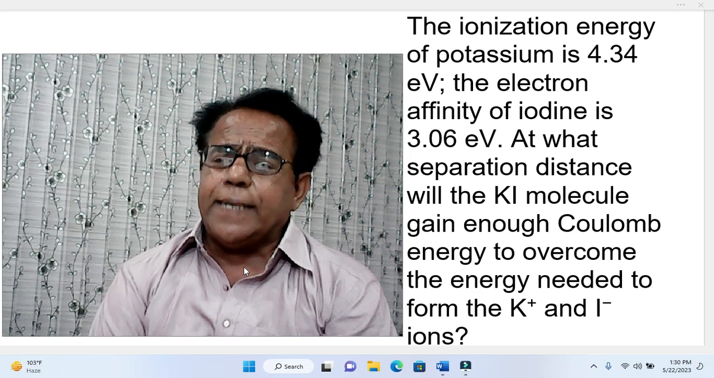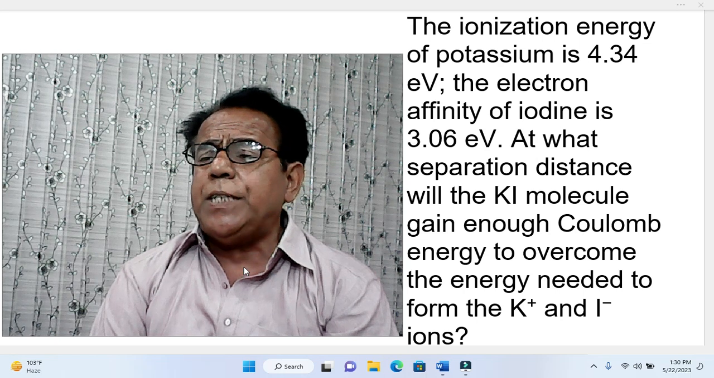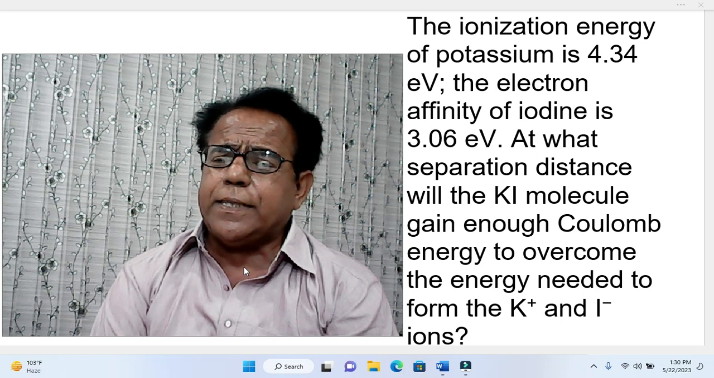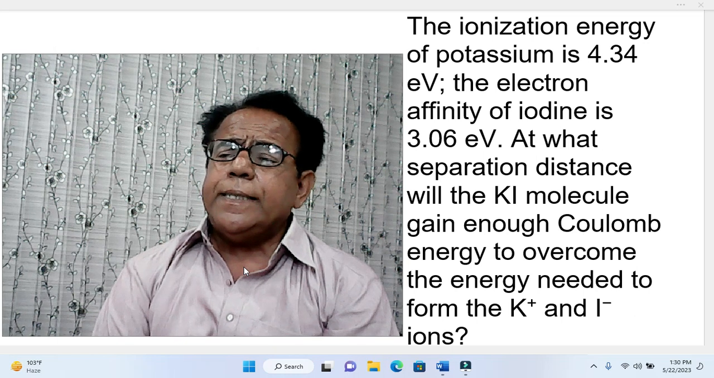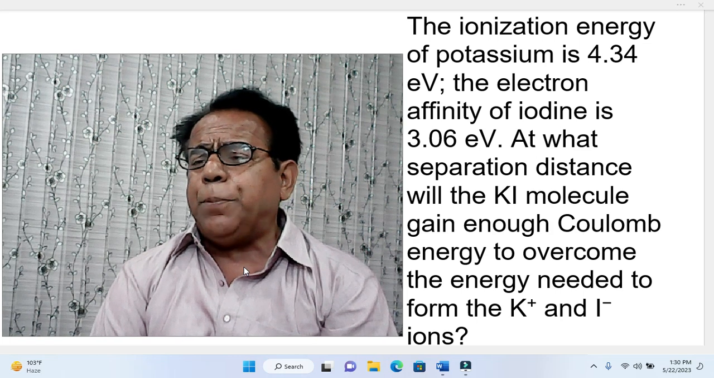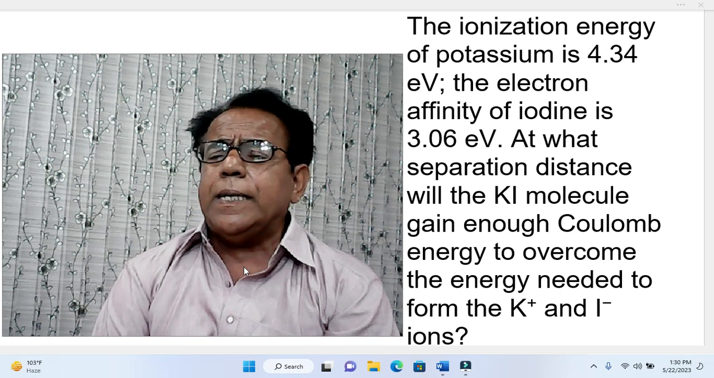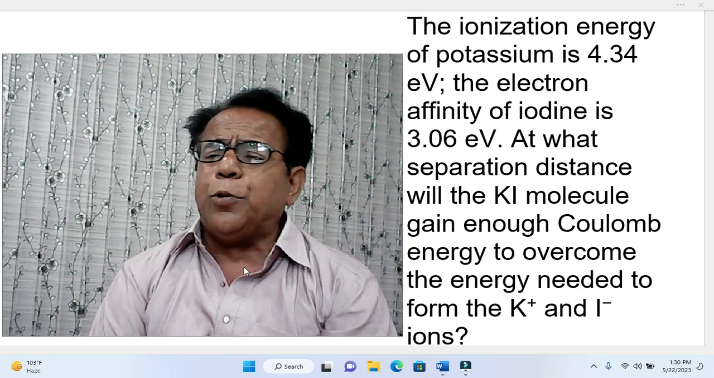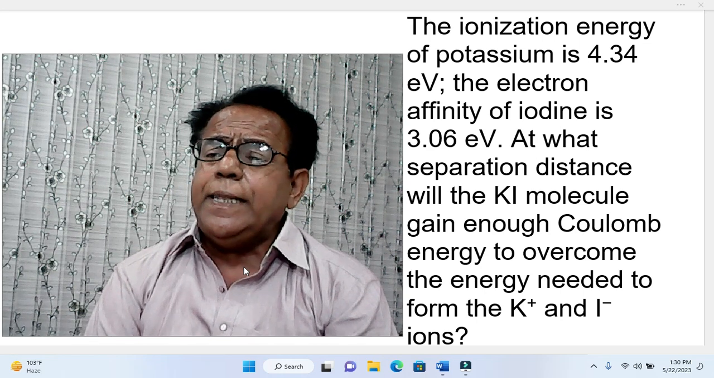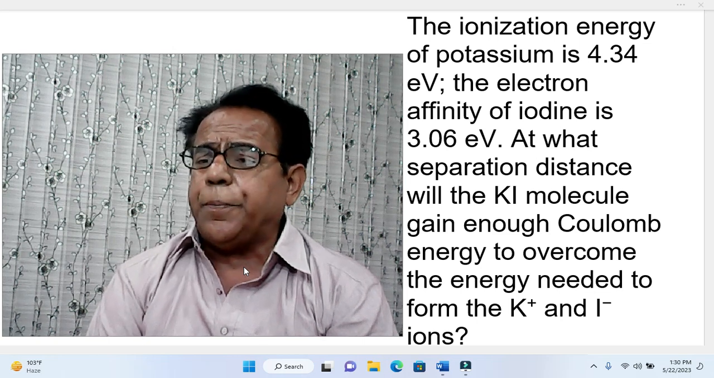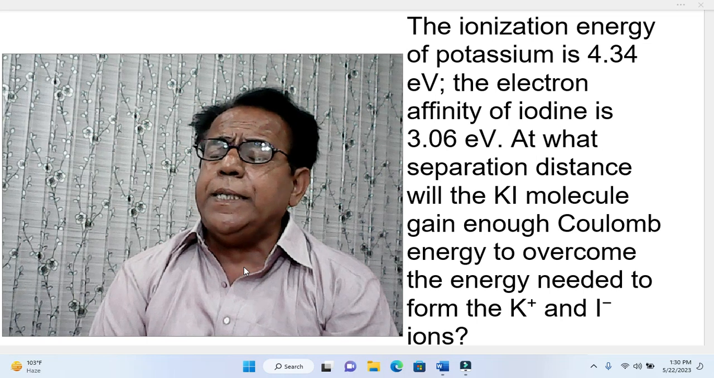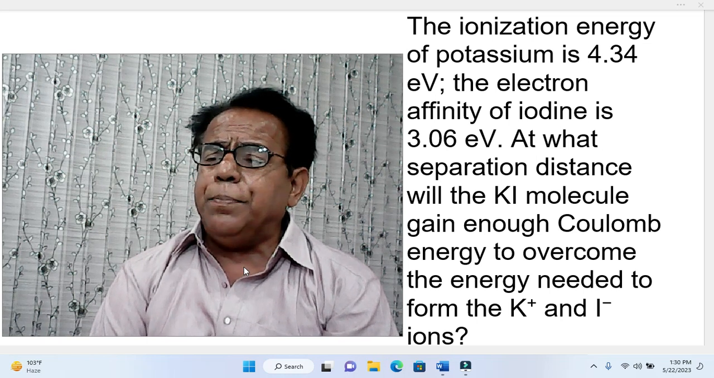At what separation distance will the potassium iodide, the same thing which I emphasized in my previous video, that just like sodium and chlorine and then sodium chloride, just as potassium and bromine and then potassium bromide, similarly potassium and iodine and then potassium iodide, at what separation distance will the potassium iodide molecule gain enough Coulomb energy to overcome the energy needed to form the potassium plus and iodine minus ions?